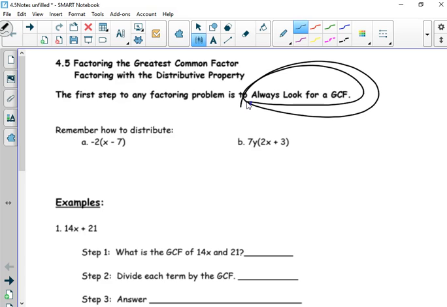So let's go backwards. Distributing. We're going to multiply this and multiply this, which gives me negative 2x plus 14. We send this in, we're going to get 14, and remember, we usually go alphabetical order, so we're going to say xy. And here, plus 21y. Okay? So that's multiplying, that's sending it in.